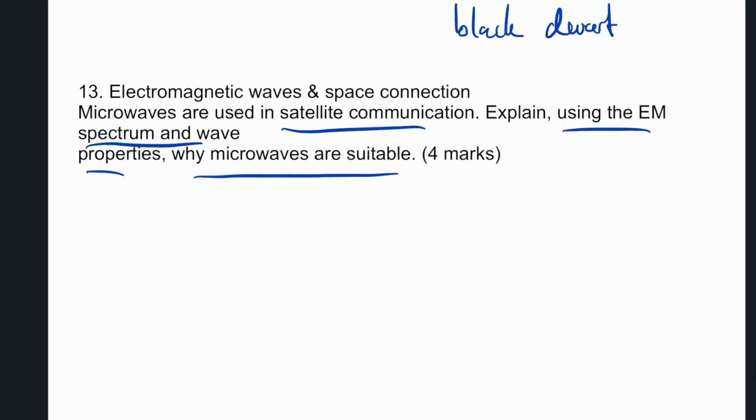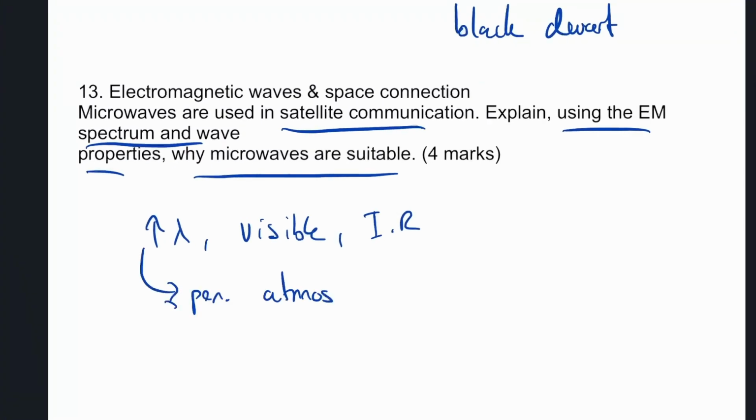So this is a question basically testing your knowledge of the EM spectrum. You do need to know different uses of the different waves on the EM spectrum and also why they're used in those uses, okay? So microwaves basically, you can say, have a longer wavelength than visible light or infrared. And what you can say is that microwaves are actually very good at penetrating the atmosphere. Okay, so they're not blocked or absorbed by the atmosphere. The frequency range of microwaves basically allow them to pass through the atmosphere, and therefore they can actually reach satellites.